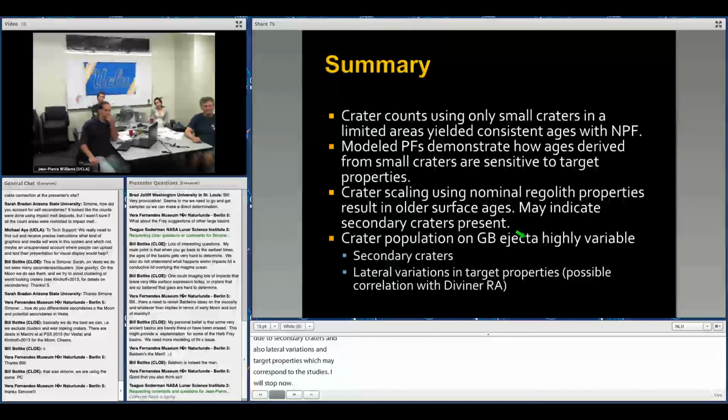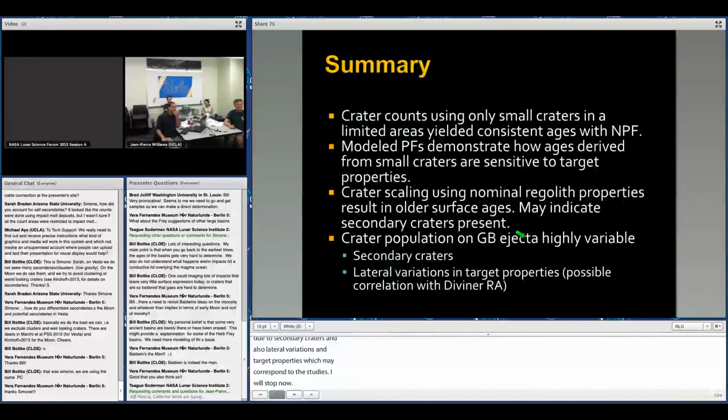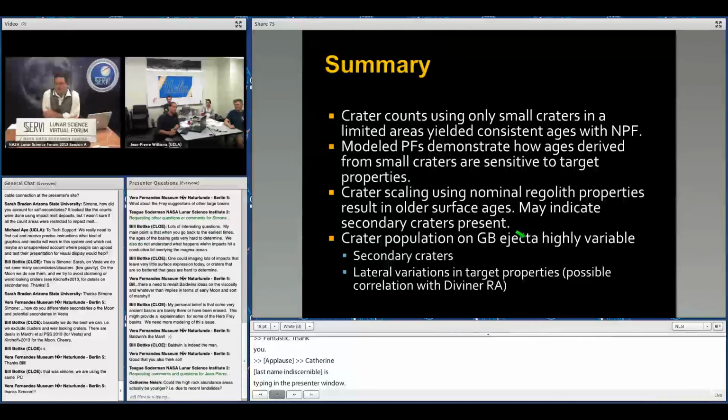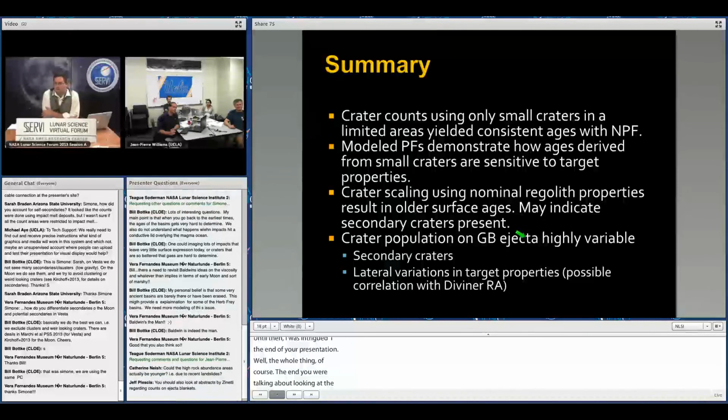Catherine Niche is typing in the presenter question window, but until then, I was very intrigued by the end of your presentation, well, the whole thing, of course, but at the end you were talking about looking at the differences between impact melt and just off the impact melt. What are your plans for looking at other areas across the Moon, at other craters with large-scale impact melt, and correlating between those and looking at the isochrons there? Are you planning on expanding the work?